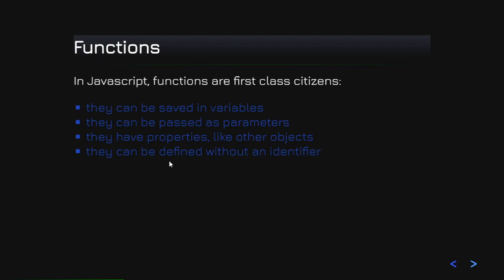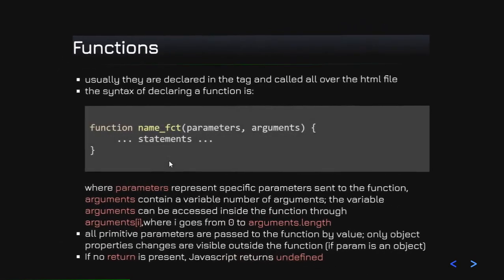They can be passed as parameters to other functions, as callback functions. They can have properties like other objects, so actually a function is an object, and they can be defined without an identifier, meaning we can have anonymous functions. So let's see.